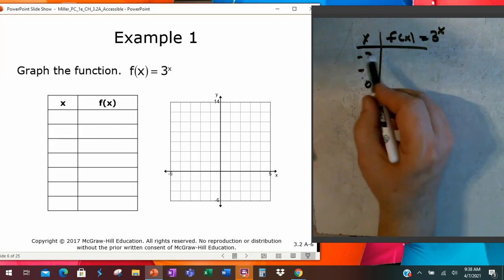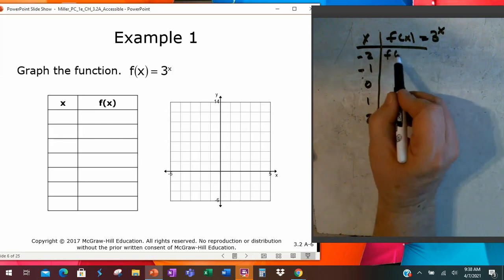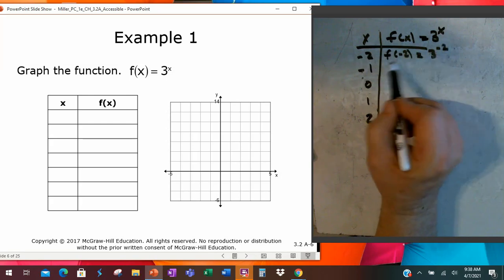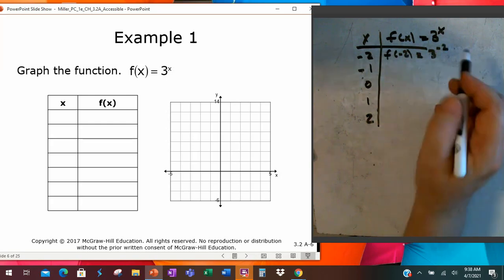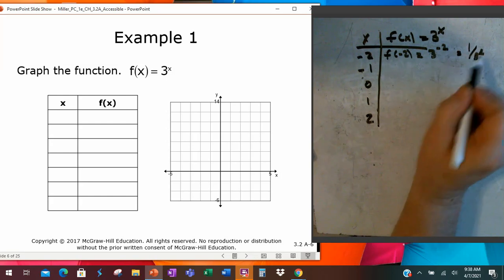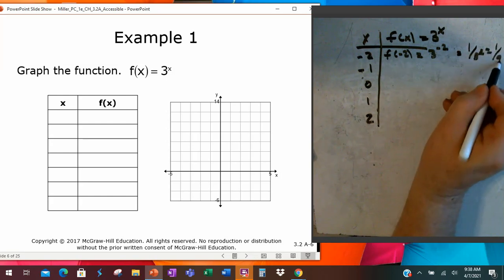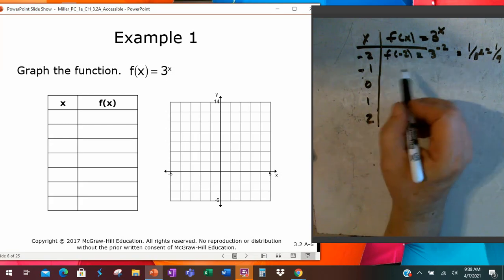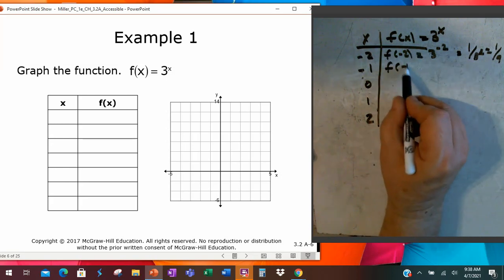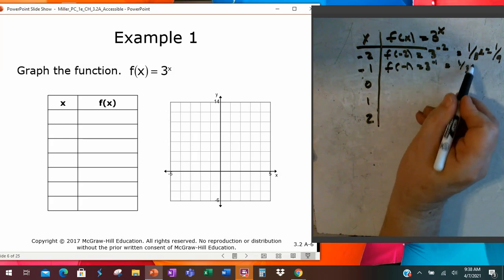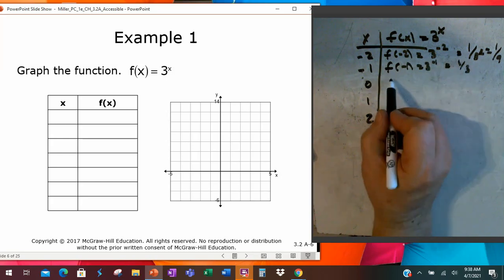So if I'm going to go f of negative 2, this is 3 to the negative 2. So that negative 2 goes into my x. Well, that is 1 over 3 squared, which is 1/9. Okay, so this is 1/9. And then negative 1, 1 over 3 to the 1, that's just 1/3.